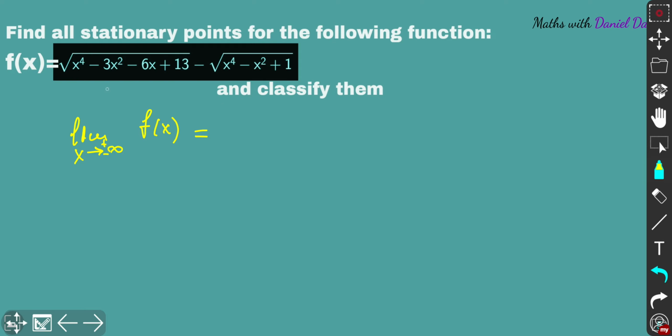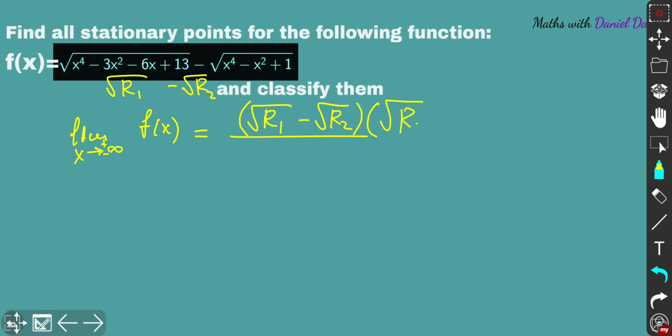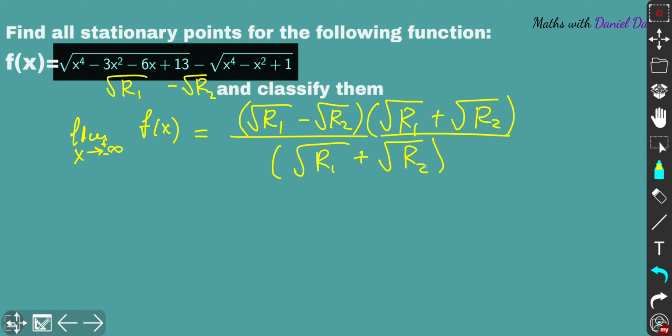You have, let's say, two radicals. Let it be radical 1, okay, minus radical 2. What I recommend to do is to multiply the top and the bottom by the conjugate. So you have this structure, you multiply by square root of r1 plus square root of r2, okay, and you divide by the same expression. That will help you to cope with the limit, okay? So that's an alternative way to explore the asymptotic behavior.